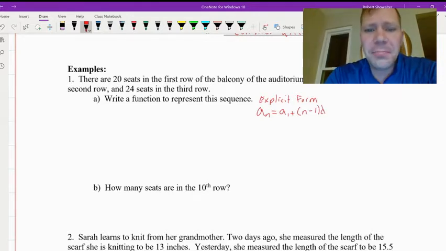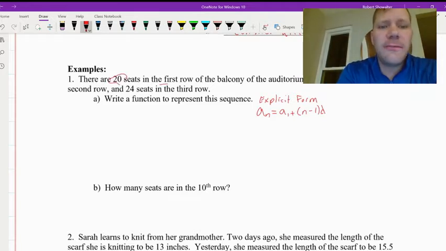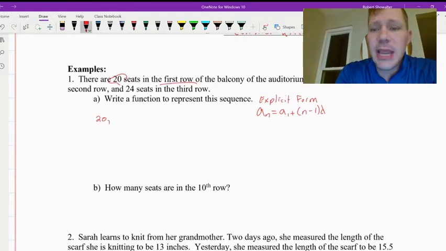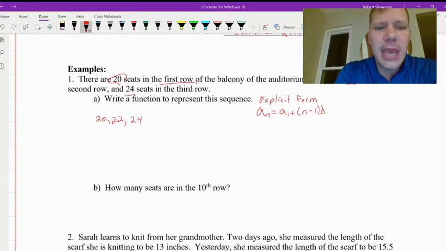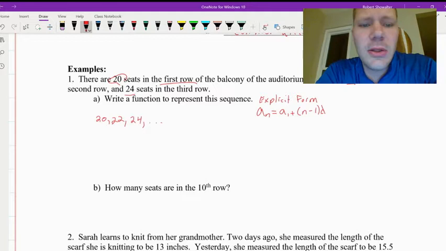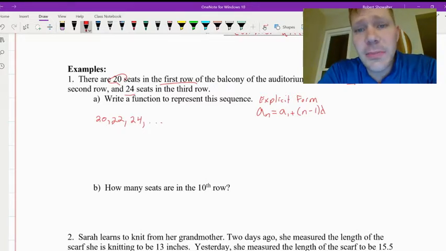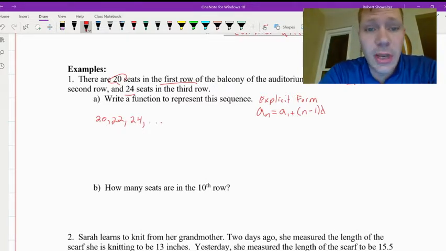So we have to look at the description of the problem. There are 20 seats in the first row, so we're going to just say 20. In the second row, 22 seats. In the third row, 24 seats. And I think we could see that this is an arithmetic sequence that continues, so on and so forth, until we fill up the balcony.